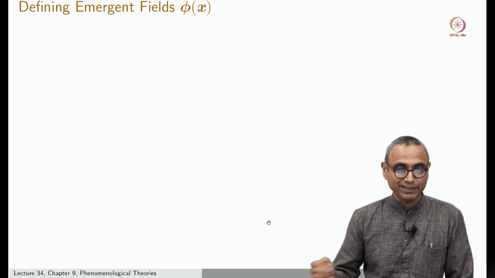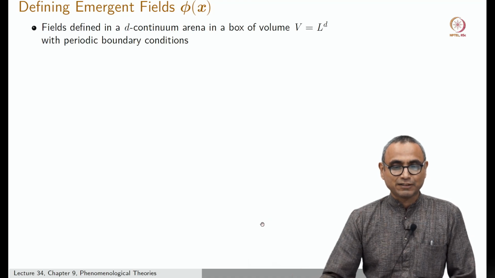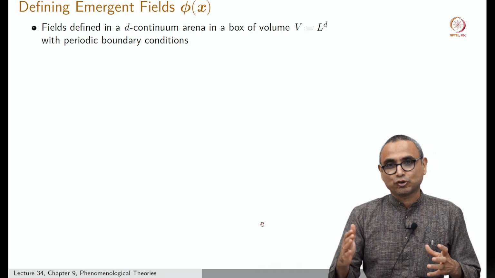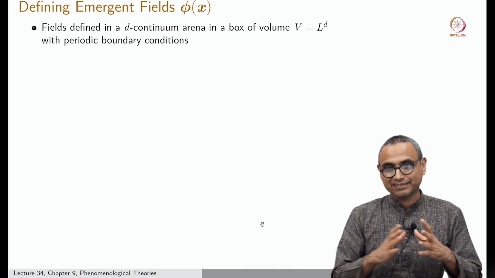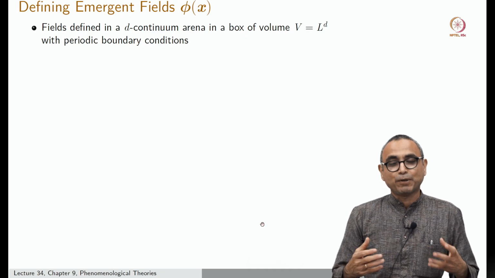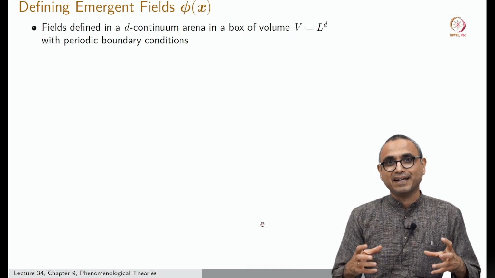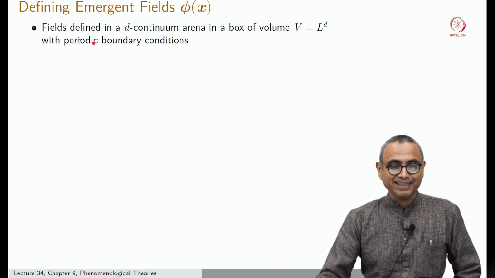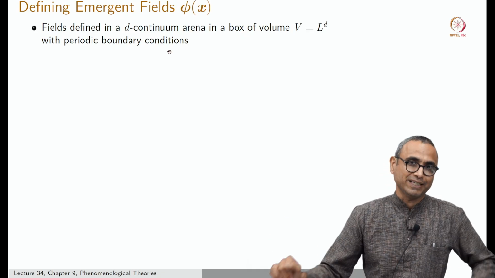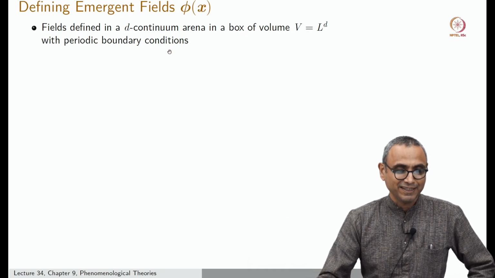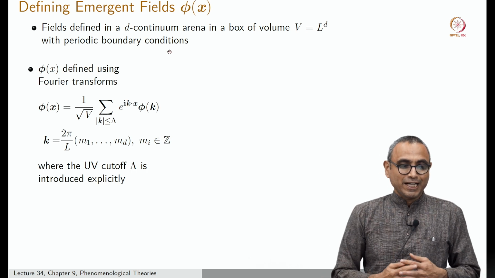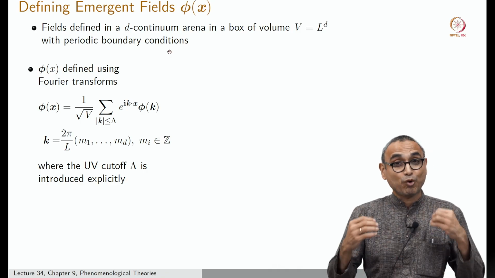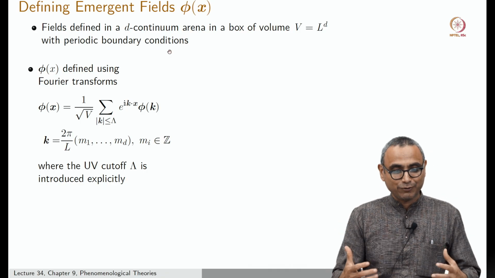Very carefully. So the idea is the following. My fields are defined in a continuum arena. So my set of points form a continuum, and it's in a d-dimensional cubic box of side L. So the volume is L to the d, and I have periodic boundary conditions for all my fields. Okay. So now phi of x is defined using Fourier transform. So you now see what we are doing is we are defining phi of x using Fourier transforms in the following way.